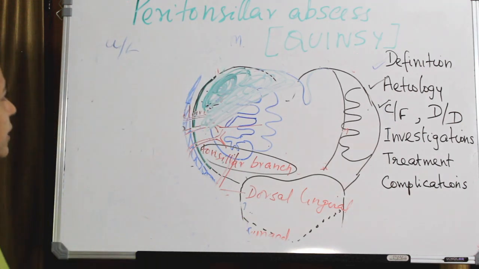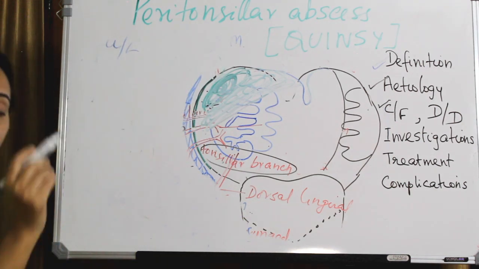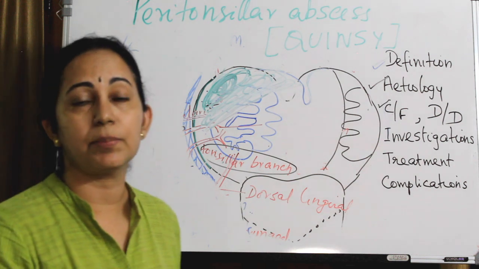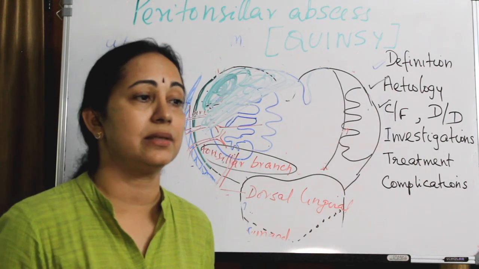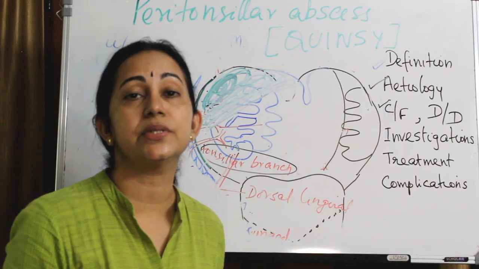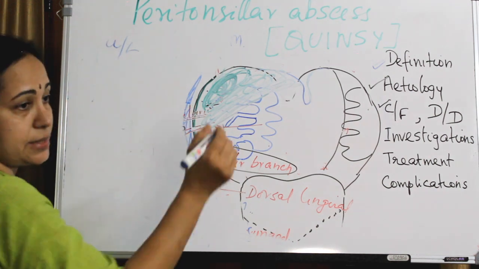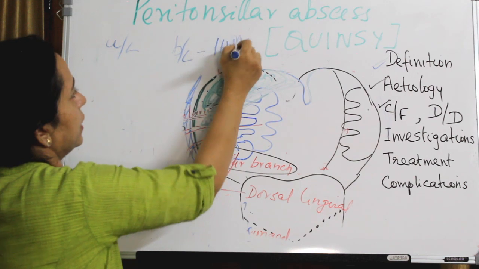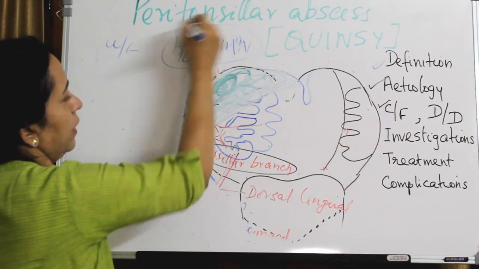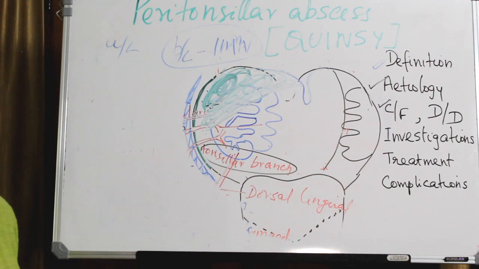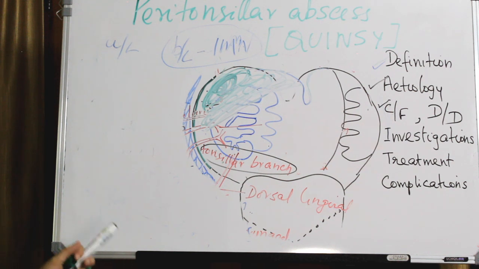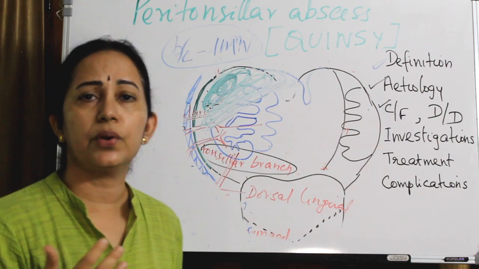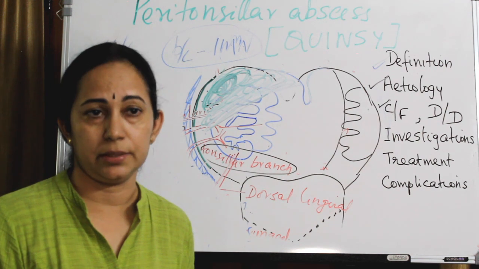Okay. And then usually unilateral. It can also happen bilaterally, and this bilateral quinsy is more commonly seen in patients having infectious mononucleosis. Okay. That is again an MCQ question. So bilateral quinsy is more common in patients of infectious mononucleosis. Okay. So for unilateral quinsy, what will be the complaints of the patient?